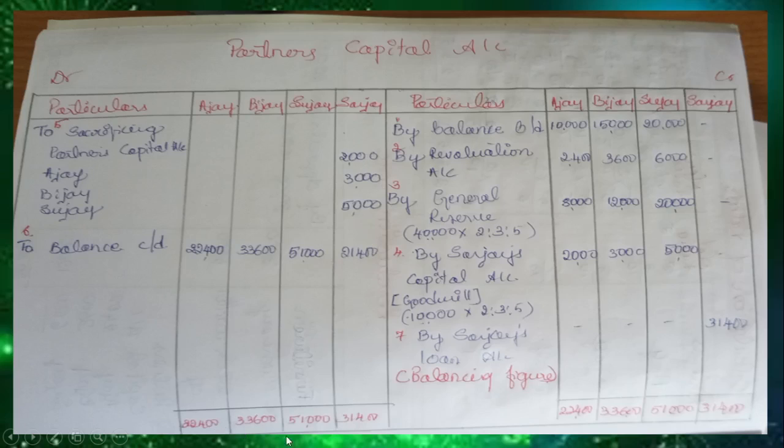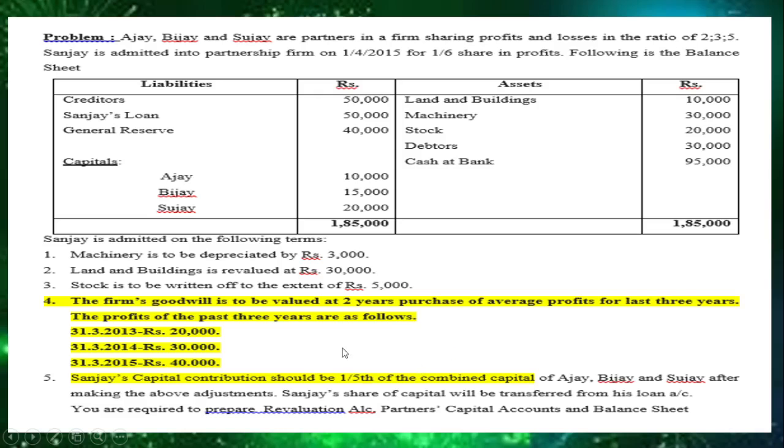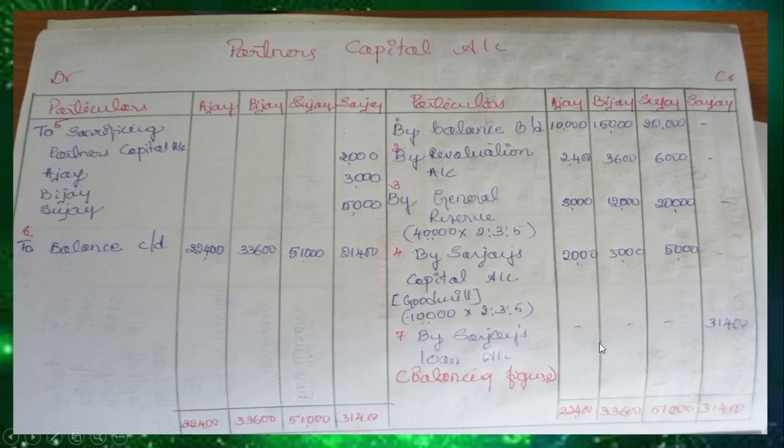We have already closed these three partners, but the last one, 21,400. After putting this balance, we need to calculate Sanjay's capital account. The debit side total is 31,400 and credit side no entry. So this 31,400 should be transferred from Sanjay's loan account because it is given in the adjustment. Sanjay's share of capital will be transferred from his loan account. So for that reason, this 31,400 is transferred from Sanjay's loan account.